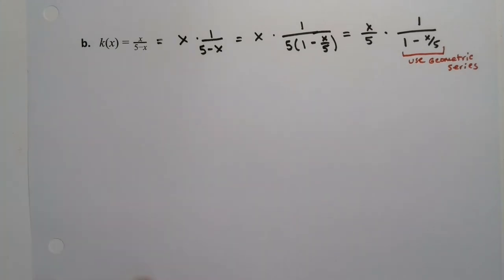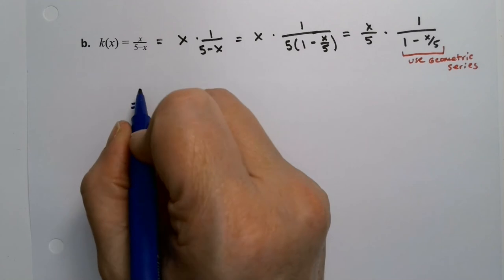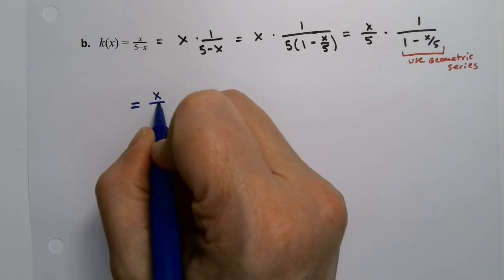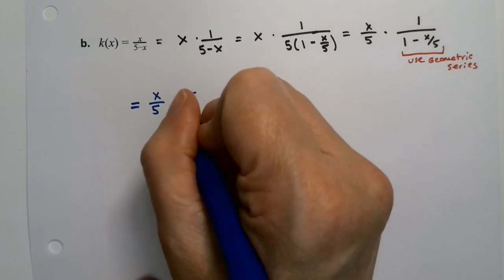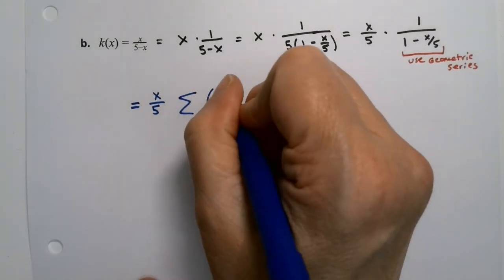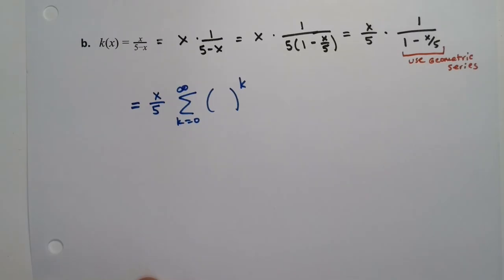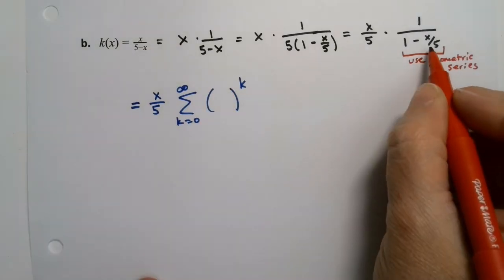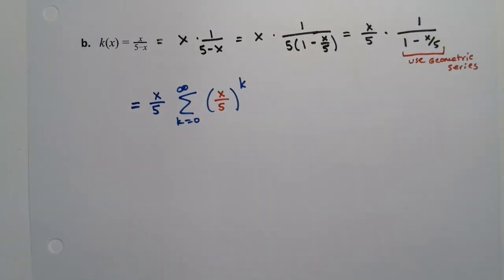Okay, so let's do that. So the power series is going to be equal to, I'm going to have an x over 5 in front, and then this part right here I'm going to turn into my geometric series. So it's k equals 0 to infinity, but instead of x to the k, I'm going to have x over 5 to the k. Right? I'm following the form of the geometric series that I know from the previous page.